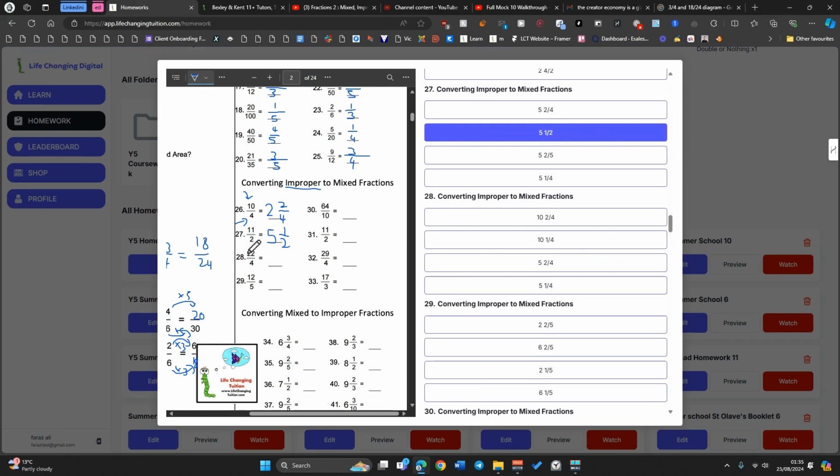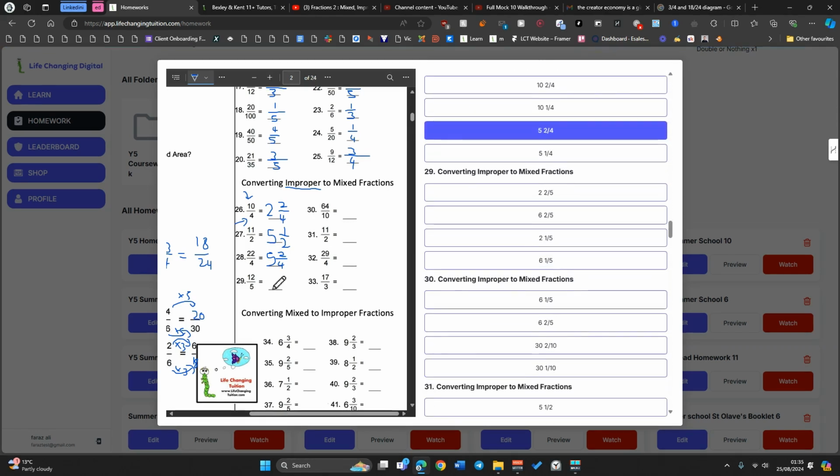Question 28. 22 over 4. So how many times does 4 go into 20? 5 times. So 5 is going to be our big number here. What's left over from that? Well, 4 times 5 is 20, so 2 is left over. And then we leave the denominator the same, so 4. 5, 2 over 4, there we go.